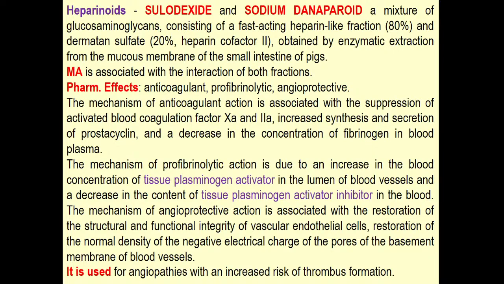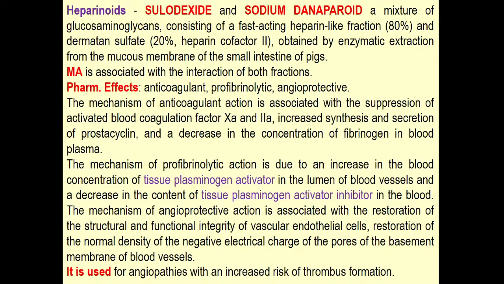Mechanism of action is associated with the interaction of both fractions. For heparinoids, the following pharmacologic effects are characteristic: anticoagulant, profibrinolytic, and angioprotective. The mechanism of anticoagulant action is associated with the suppression of activated blood coagulation factors 10A and 2A, increased synthesis and secretion of prostacyclin, anti-aggregant influence, and a decrease in the concentration of fibrinogen in blood plasma.